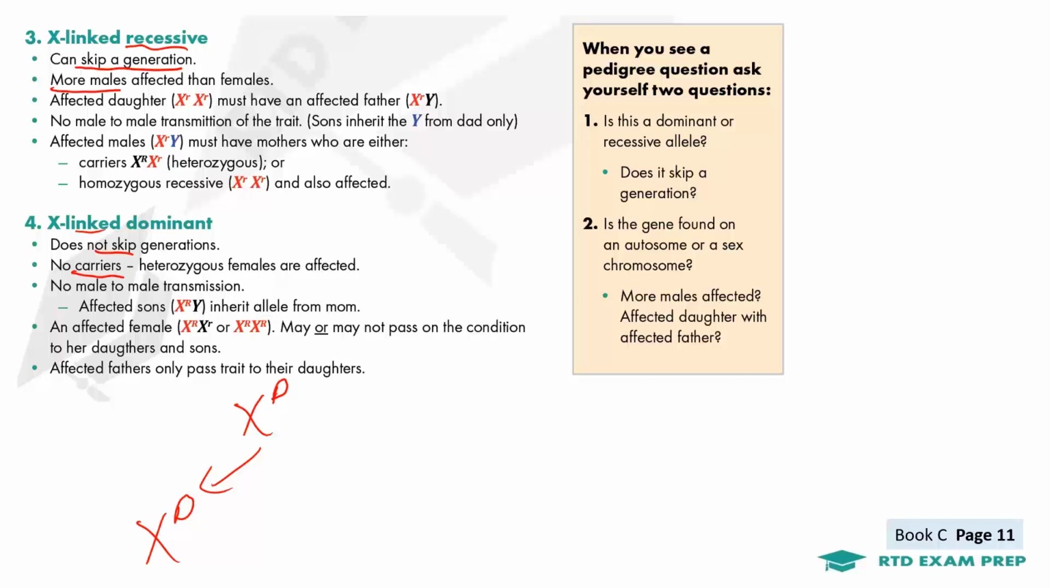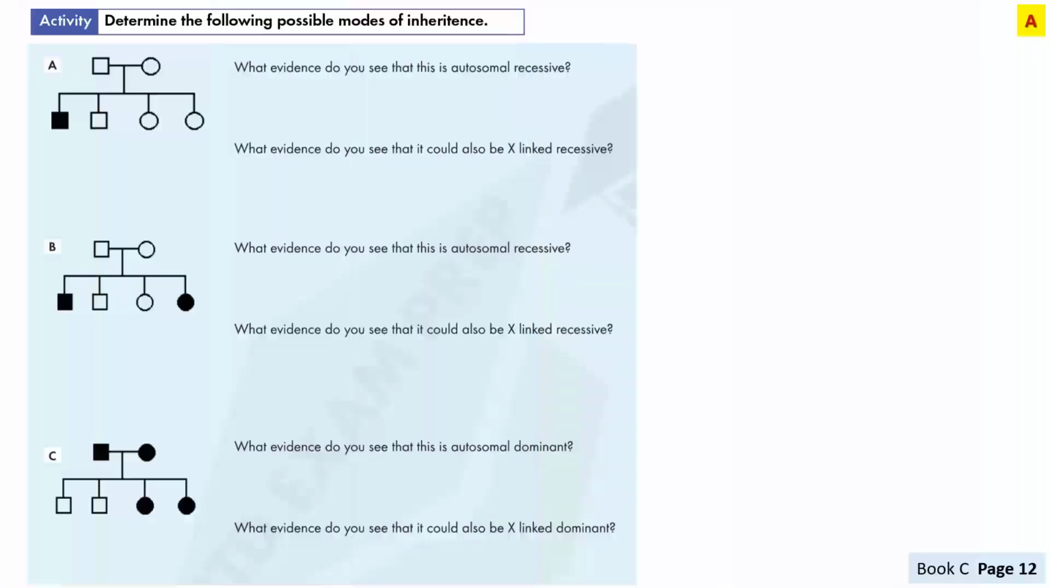So when you see a pedigree, ask yourself two questions. Is it dominant or recessive? Is it sex-linked or autosomal? Put those two together, you'll have great success with pedigrees. I'd like you to put me on pause and take a look at A, B, and C. And ask yourself, hey, if I was to look at this pedigree and use that language, first, recessive or dominant, autosomal or X-linked. Put me on pause, try it, then let's go through these together.